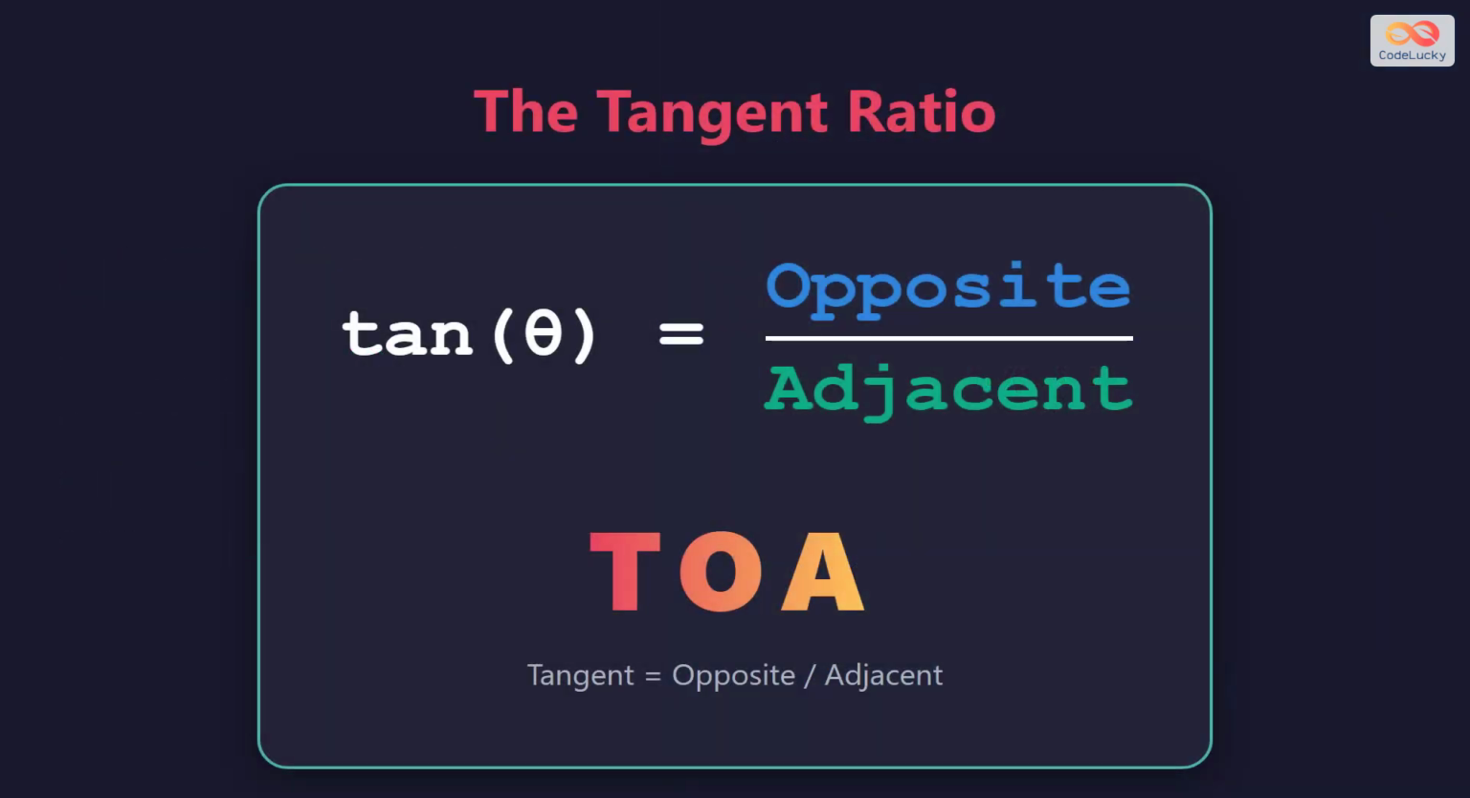The tangent of an angle represents a specific ratio. It is equal to the length of the opposite side divided by the length of the adjacent side. A common way to remember this is the acronym TOA, which stands for tangent equals opposite over adjacent.